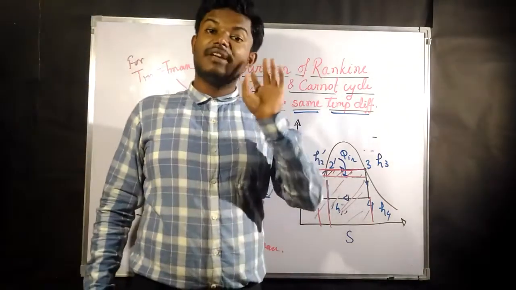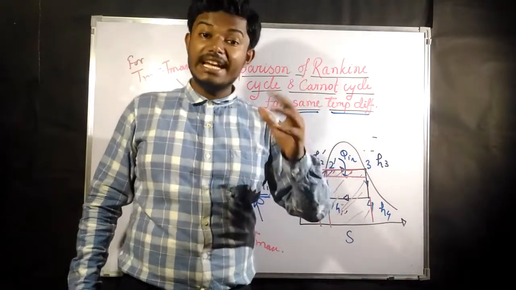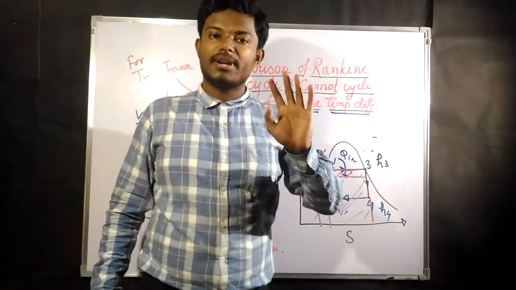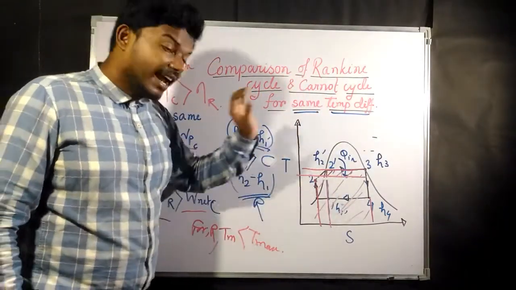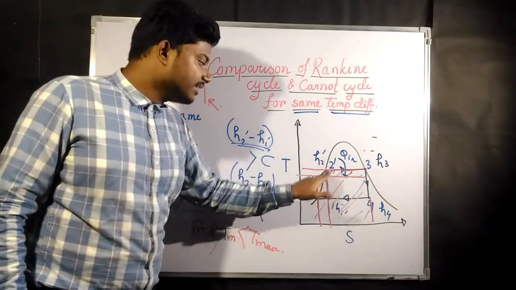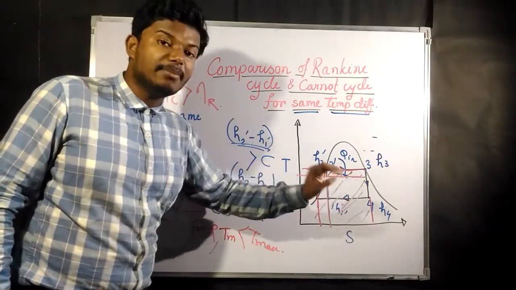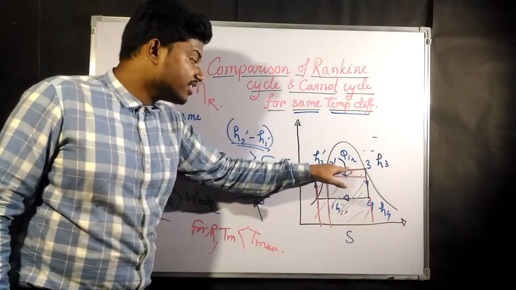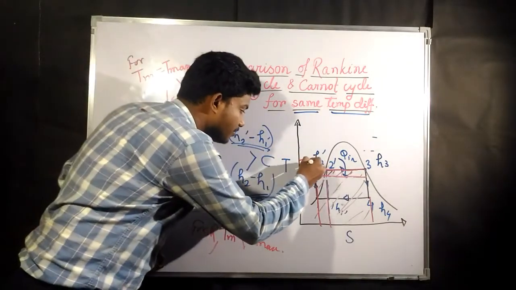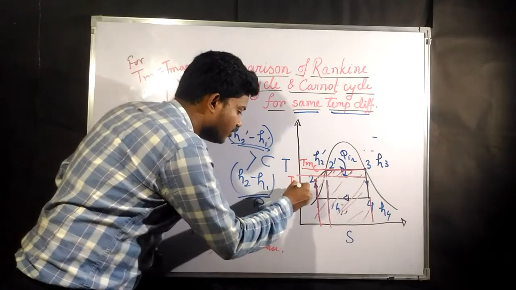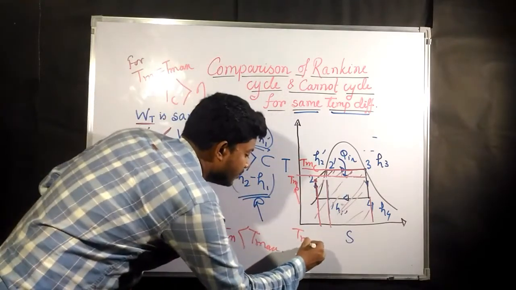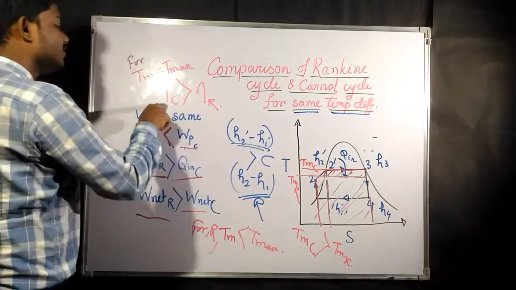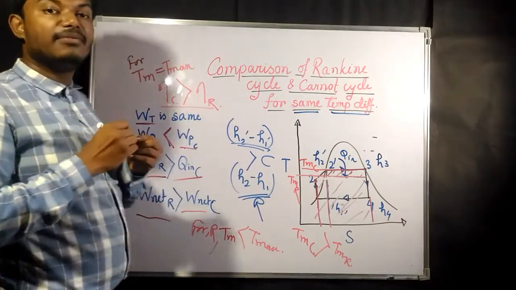And in the chapter of availability also we have said that heat addition at higher temperature has more significance than heat addition at lower temperature. Using the same concept, we know that the mean temperature of heat addition for the Rankine cycle is going to be less than that for the Carnot cycle. This is the mean temperature for the Carnot cycle and this is the mean temperature for the Rankine cycle. That means the mean temperature for the Carnot cycle is going to be higher than that of the Rankine cycle. That is the reason the efficiency of the Carnot cycle is always going to be higher than that of the Rankine cycle.